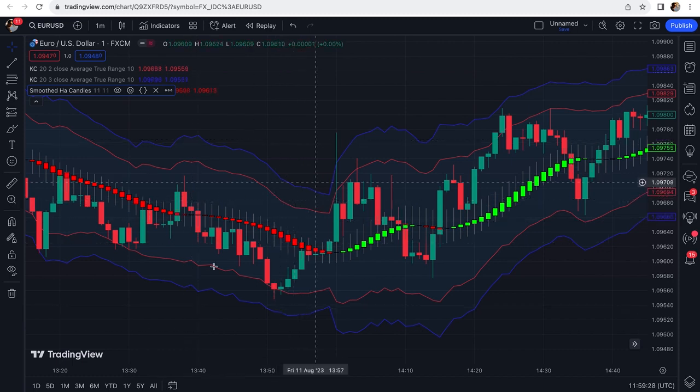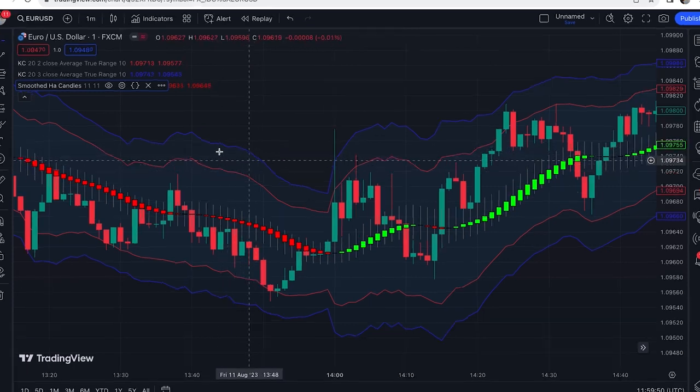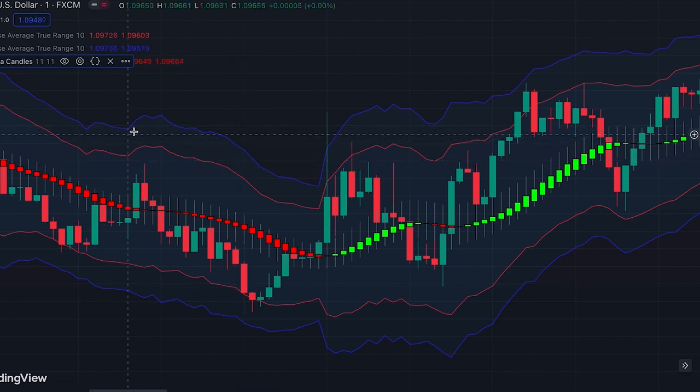As you can see, we have 2 Keltner channels on this chart, one with multiplier 2 and the other with multiplier 3, and this is actually considered an extreme level for the price. So this area is considered our overbought zone and this area is considered the oversold zone. In times that the price is declining and it reaches this oversold zone, we focus on our Smoothed Heikin Ashi candles. We wait until we get the first green candle.